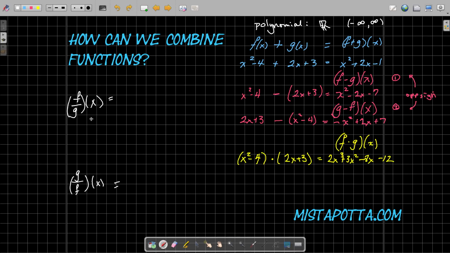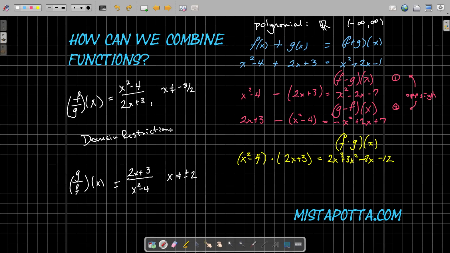But because I've got this division going on, I have to watch out and figure out, okay, I've got f on top and g on bottom. And I've got the restriction that x in this case can't be equal to negative 3 halves. If I do it the other way, if I have 2x plus 3 over x squared minus 4, my restriction is that x can't be equal to positive or negative 2. So I do introduce domain restrictions if I do division of polynomials.